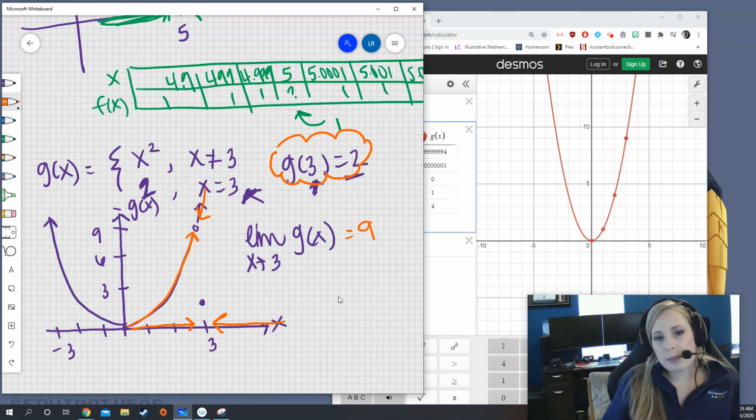So when you're finding limits, you're not exactly finding the value the function equals. You're finding the value that that curve is approaching, the value that would make sense to complete the curve.